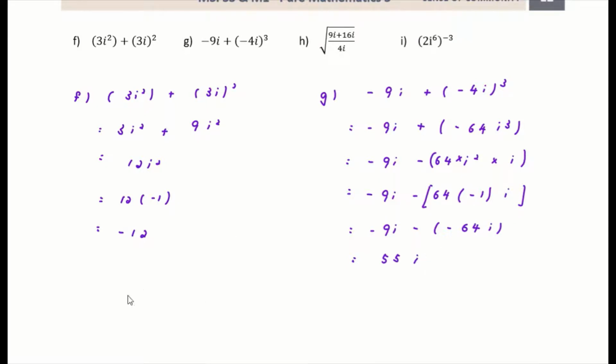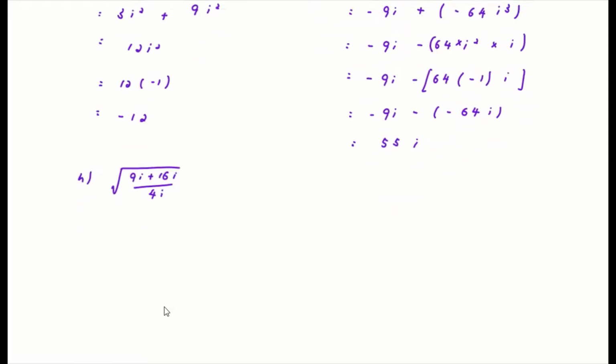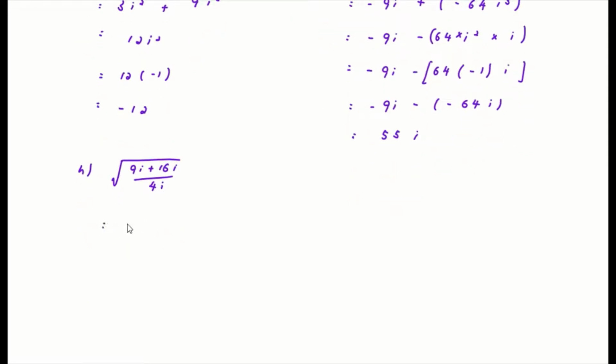All right, so move on to H. So 9i plus 16i, then divided by 4i. Yeah, I guess this is quite easy. So let's try to solve what is inside first. So we have 9i plus 16i, which will give us 25i over 4i, right? So you might have a question, can I cancel off the i? Yes, you can, because it's the same thing.